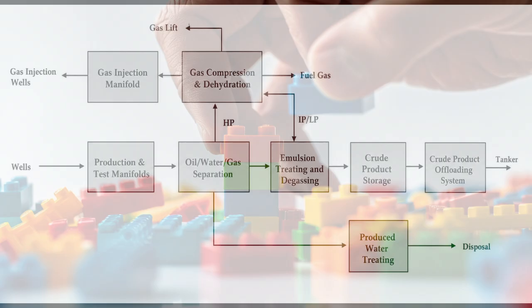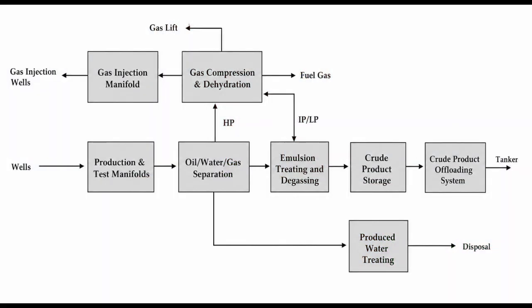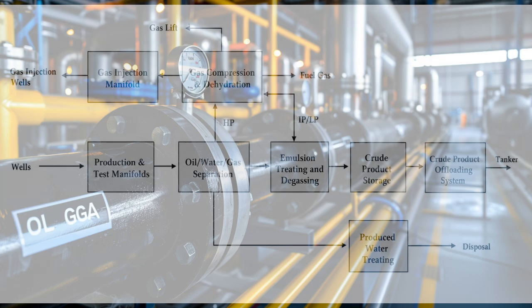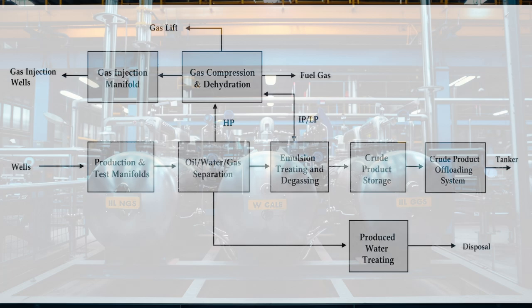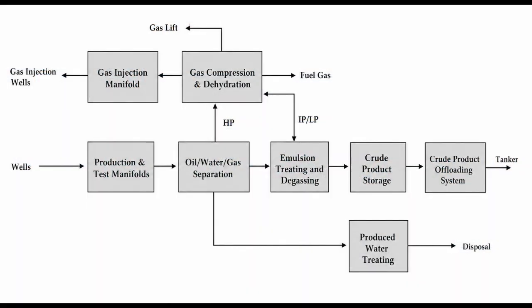Now, back to the rectangles. Think of the block flow diagram like Lego. Each process function, separation, pumping, water treatment, gas compression, is one block, one rectangle. You are not drawing equipment yet. You are not drawing any pipes. You are simply saying, this function happens here, then this function happens there.